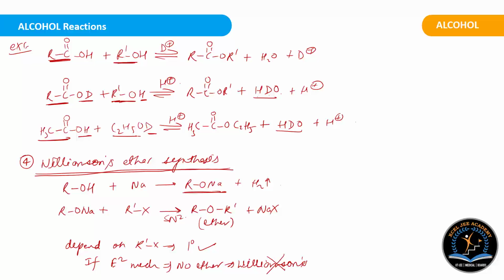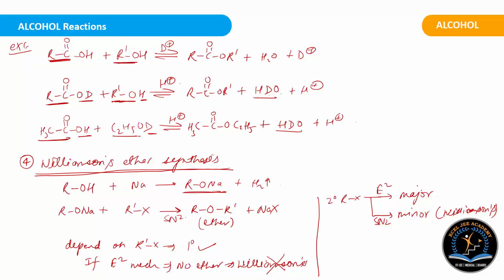Okay, so we can write for 2 degree, that in case there is 2 degree RX, then we can have two mechanisms, either it can be E2 or SN2. So if E2, then it gives the major product and SN2 will be giving the minor. So this minor one will be referred to as Williamson's synthesis, because in this case we will be obtaining ether by substitution, and because of the elimination we will be obtaining an alkene.